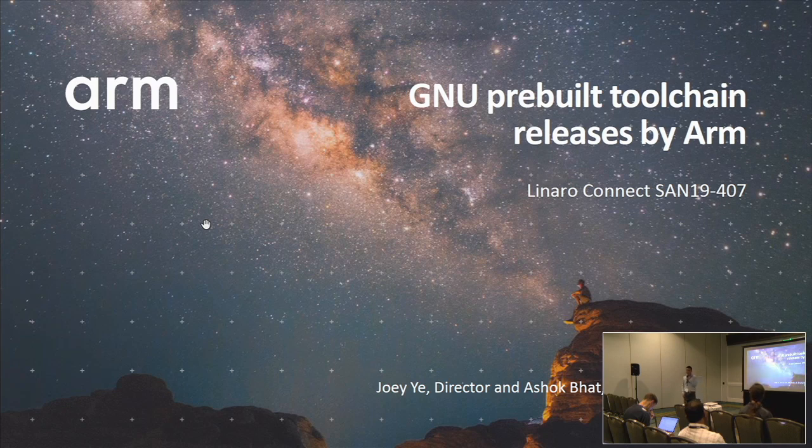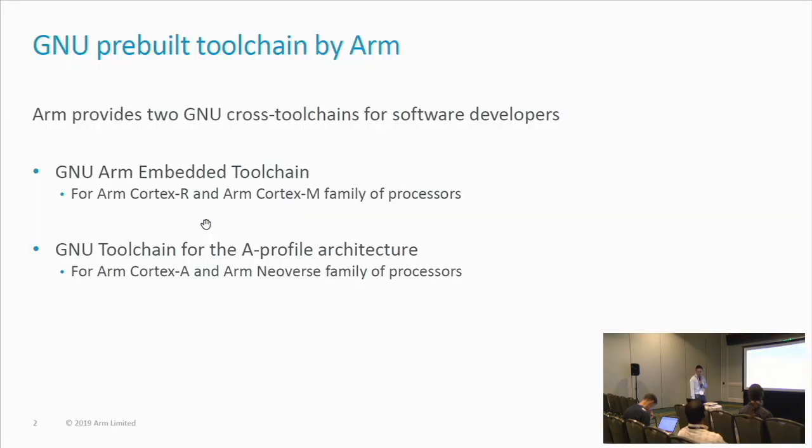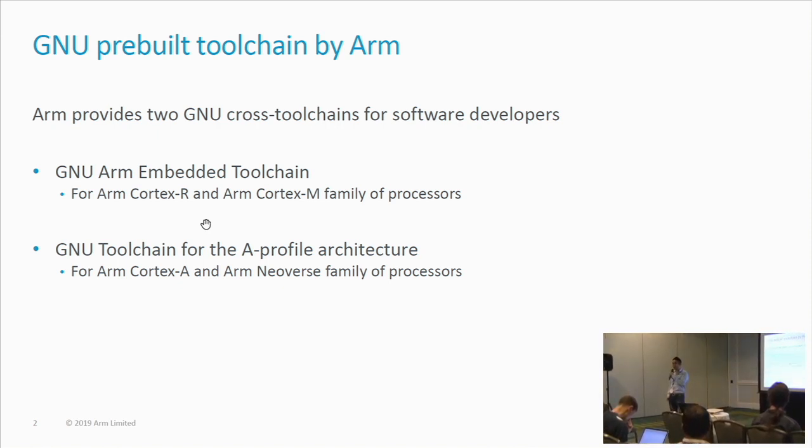I'm leading the open source toolchain team within ARM. Today I'm going to talk about the binary releases. My team is responsible for releasing the GNU binary toolchain and making it available free of charge in the ecosystem. Since last year, we've been handing over all the GCC GNU toolchain releases from Linaro, and now we have been releasing two binary toolchains.